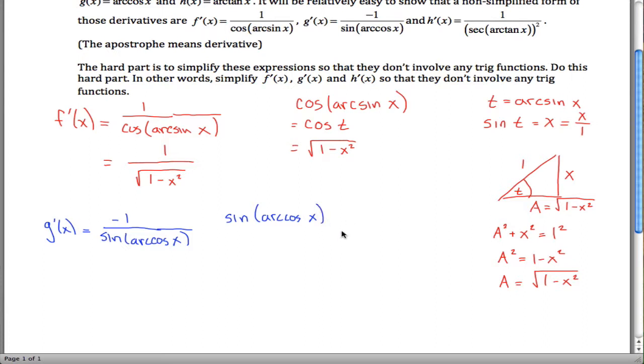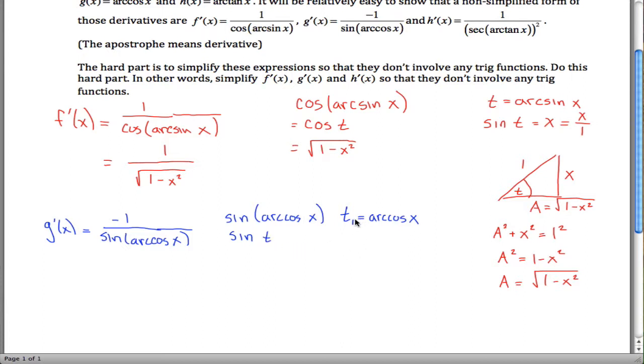That's hard to figure out, but what I could do is let t, although I've already used t, so maybe t1. Let's call this thing t1. Let's call that arc cosine of x. Why should we call it that? Because then all we got to do is figure out what is sine of t, which will be a lot easier.